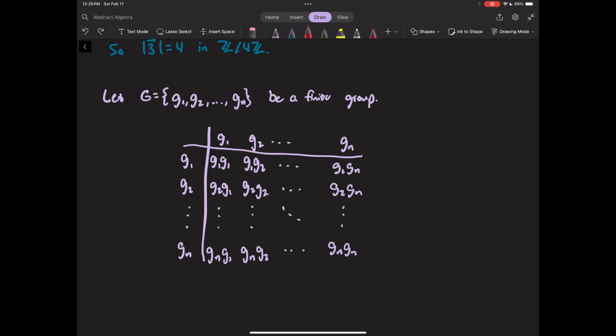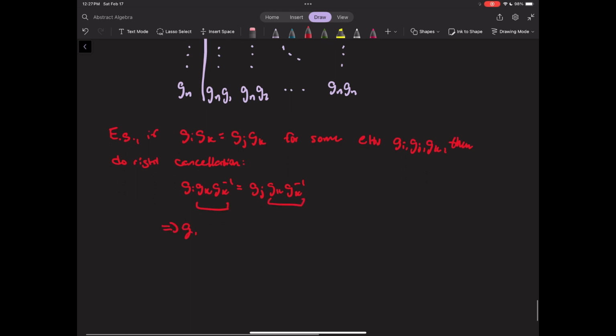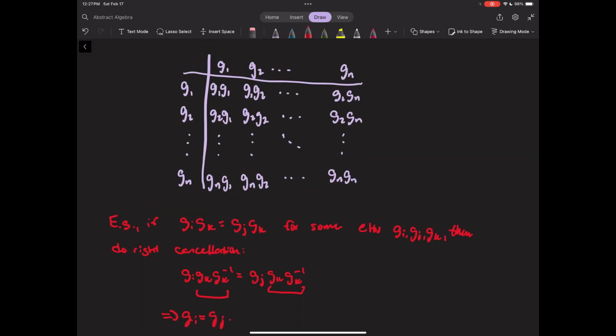Also, note that every element has to appear exactly once per row or column. Because if not, then we would be violating the cancellation law that we proved earlier. So for instance, say we have gi times gk equals gj times gk for some elements gi, gj, gk. Then we can do right cancellation, mimicking the proof that you would give for that. These go away, of course. So this explains why, like a Sudoku puzzle, every element appears exactly once per row and per column.